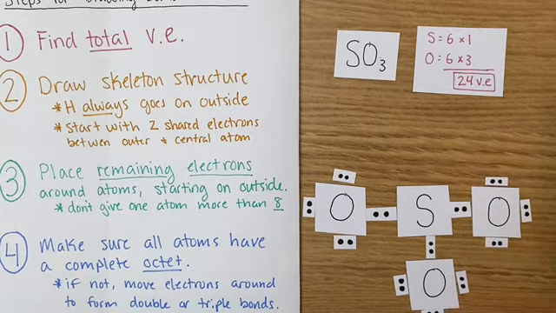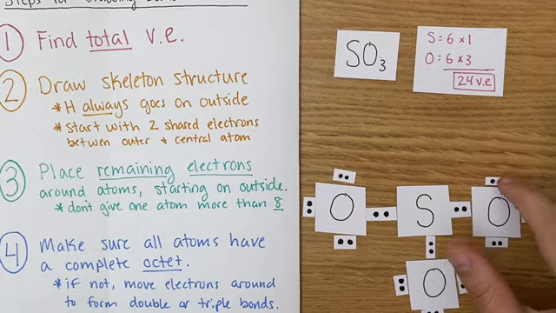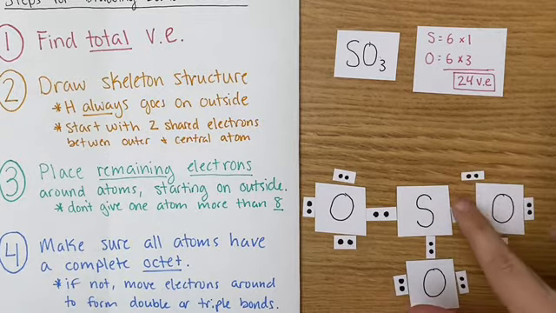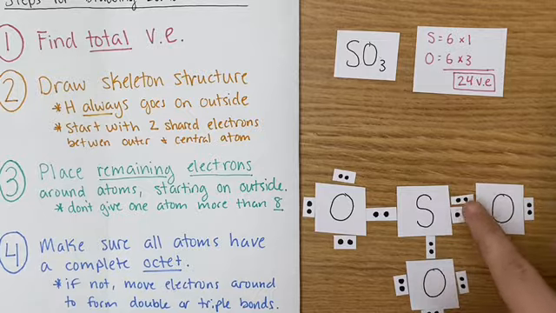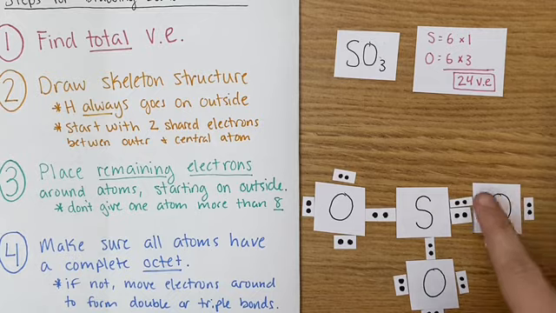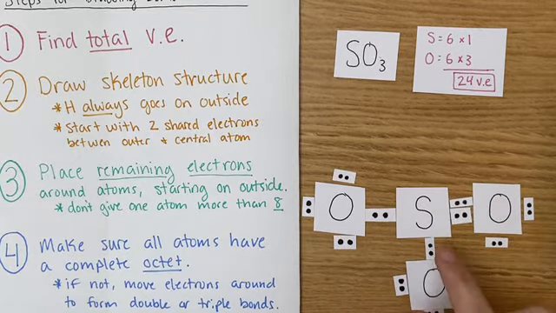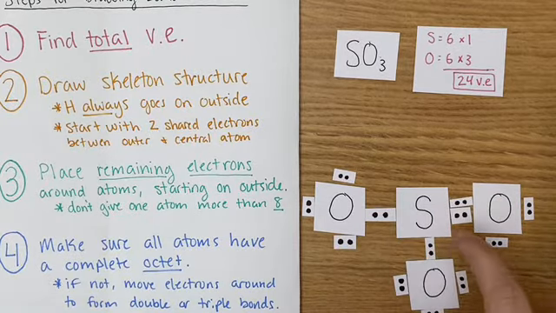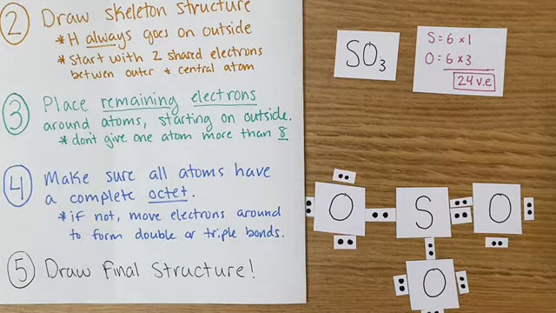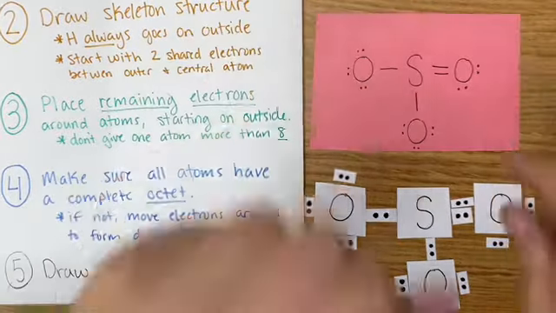What we can do is use the ones that we have. So I'm just going to pick one of these oxygens. I'll use this one, and this oxygen is going to share 2 more of its electrons with sulfur. So now this oxygen still has 2, 4, 6, 8, but now sulfur also has 2, 4, 6, 8 valence electrons. Our last step is just to draw the final structure. Let me show you how this ends up looking.